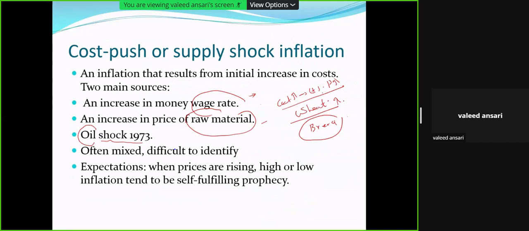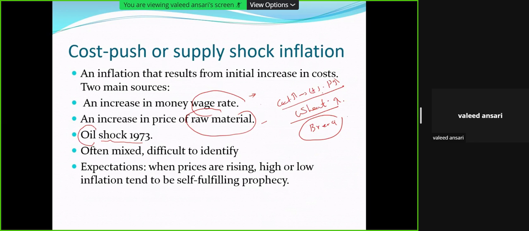So all those factors which affect supply may matter, and that is why one has to find out the cause. Sometimes it is very difficult to identify what the causes of inflation are. And unless one identifies the cause, it may be difficult to contain it.